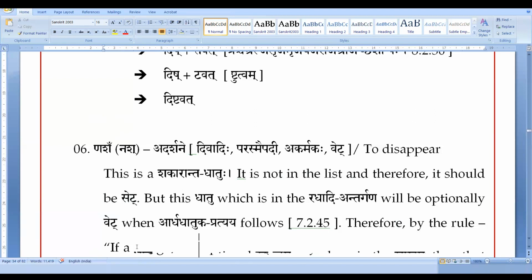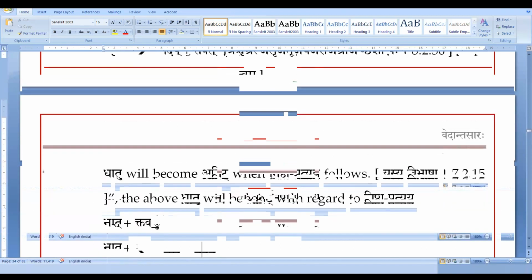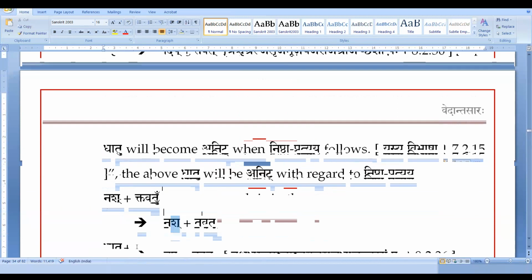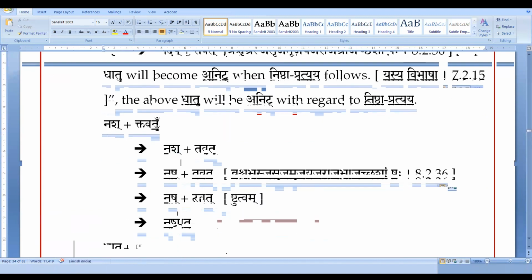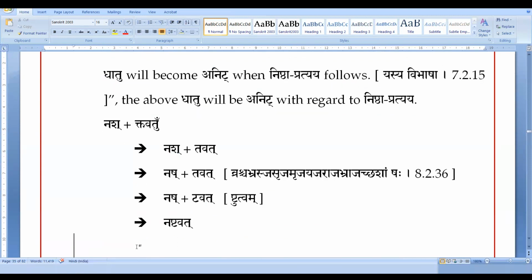It will not take Itagama, therefore Nash plus Tavatu. Because it is a Shakara Antadhatu, when followed by Jhal, not at the end of the Padam, here Shakara followed by Jhal, therefore it will be replaced by Shakara, Shattam, and followed by Shtutva. Shtutva, okay. So from this dhatu only Nashaha, Vinashaha, Avinashi, all these things come.